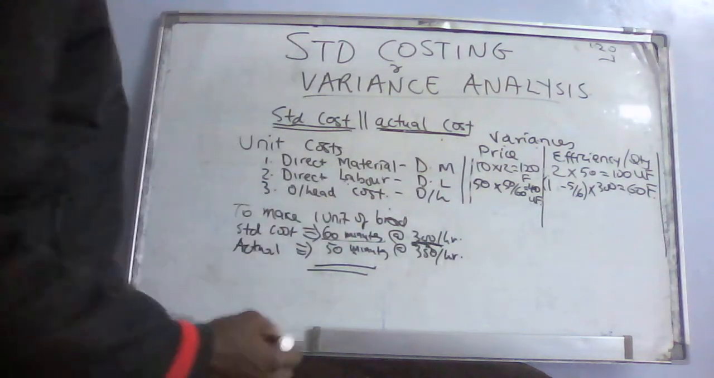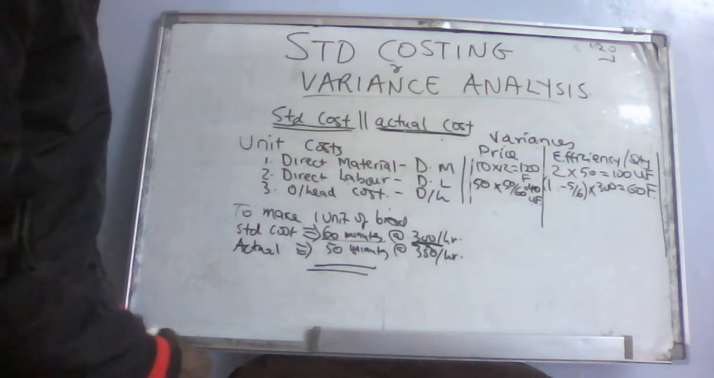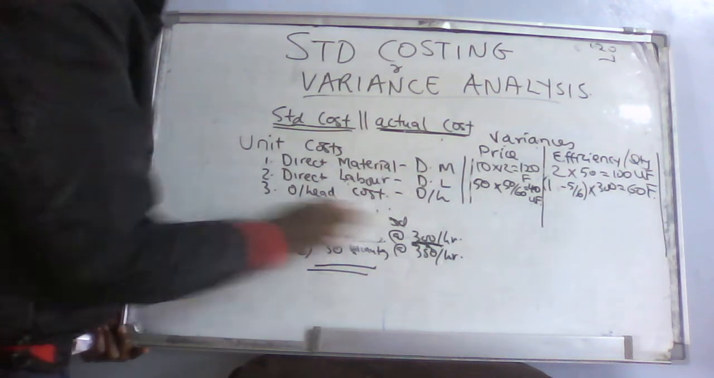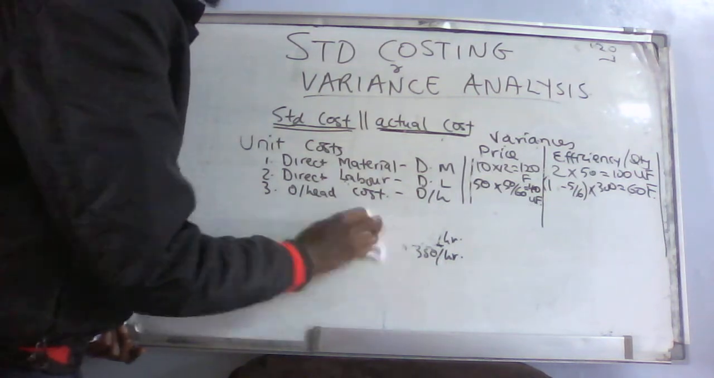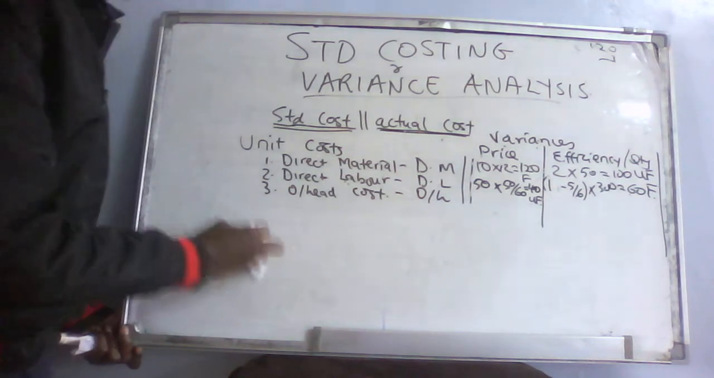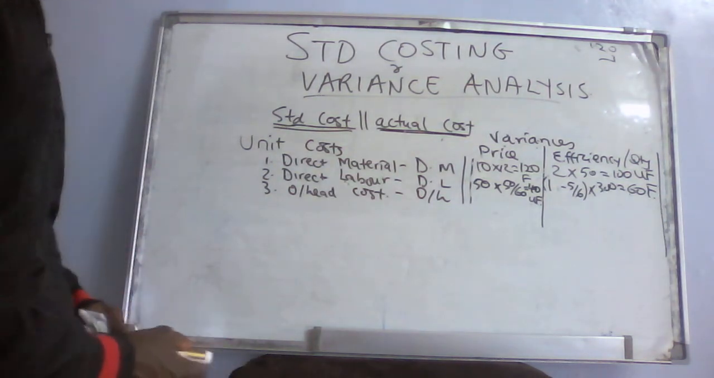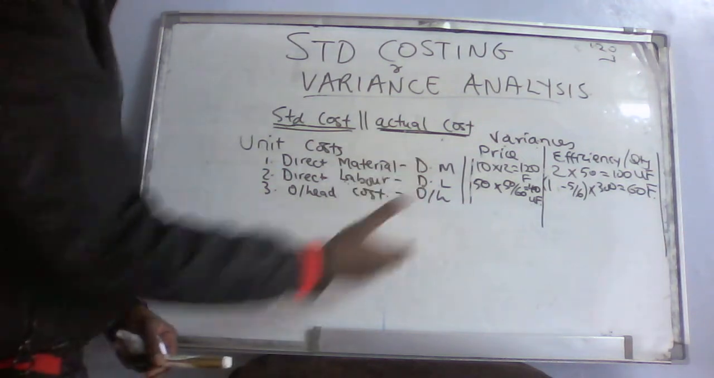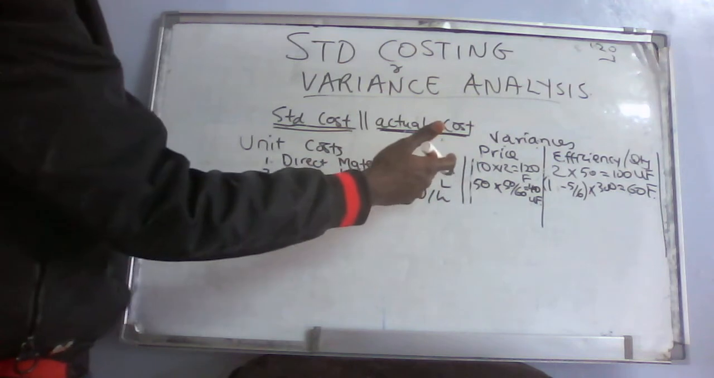Then we go to overhead variance, and then we're done. Overhead is absorbed based on a base. Sometimes it is based on labor hours, sometimes on direct materials. It depends on the policy of the company, but it will follow the same trend. So it will be the change in overhead rate.